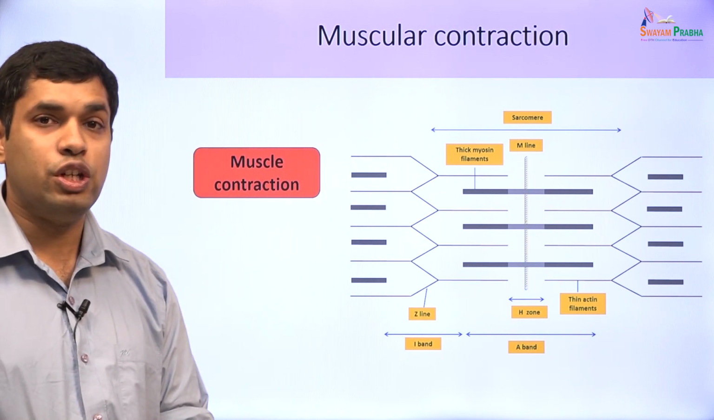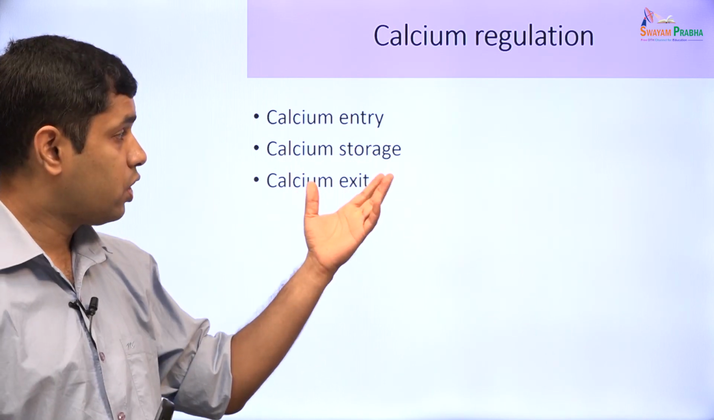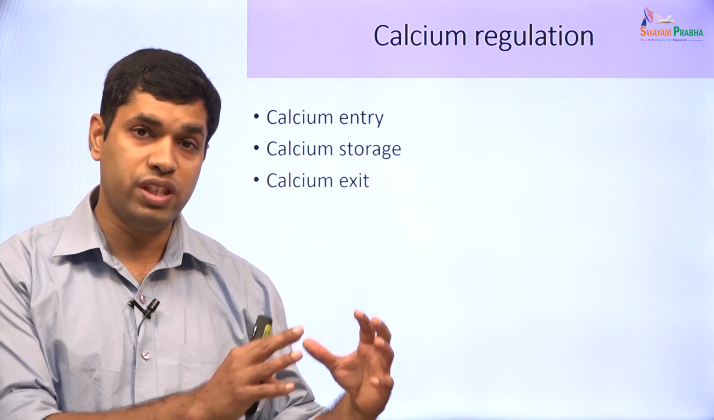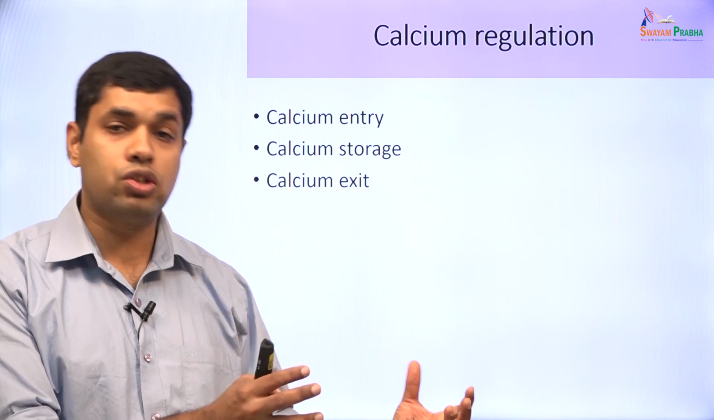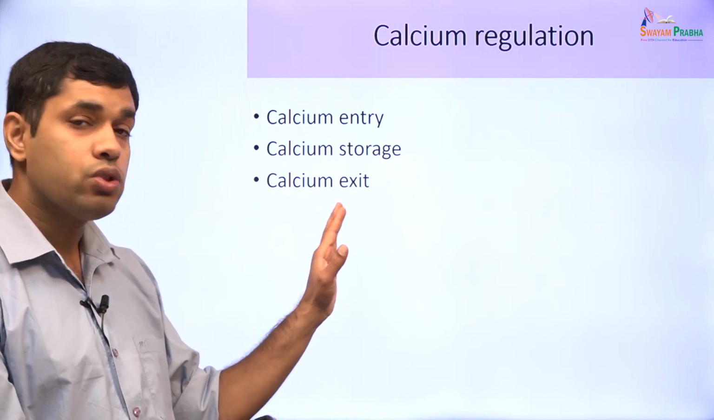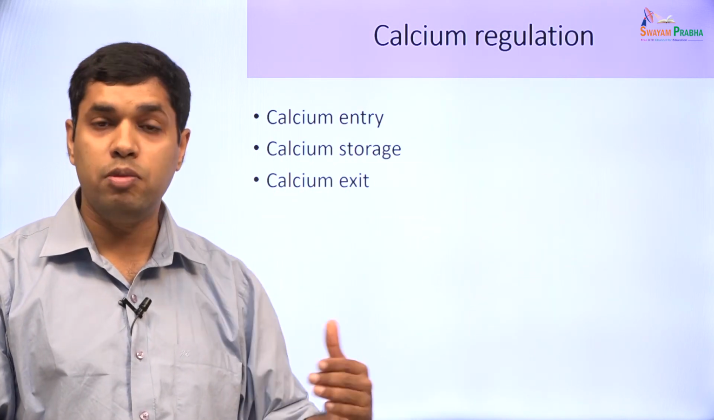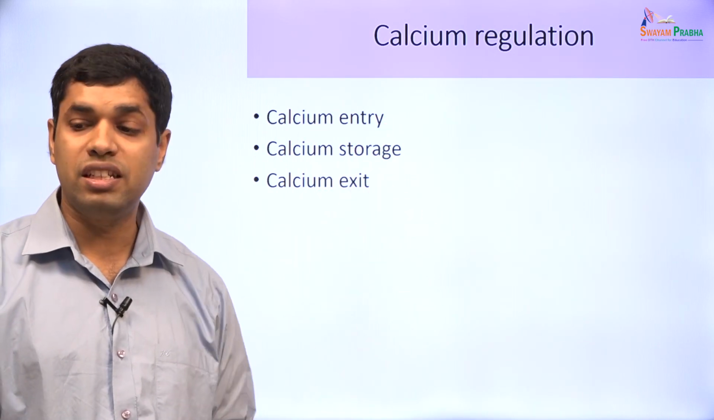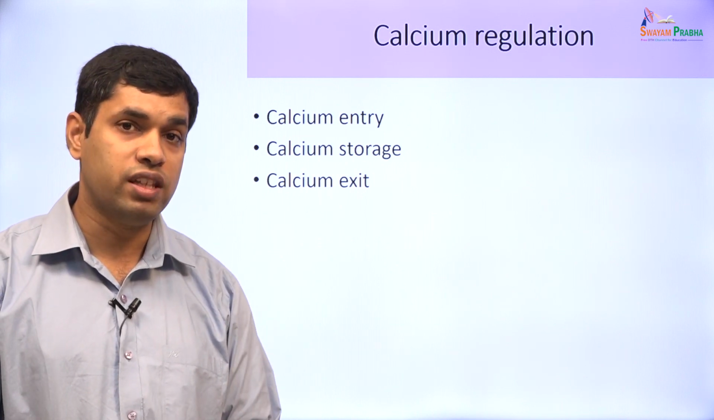So how is this intracellular calcium regulated? We could regulate either the calcium entry into the cell, or we could regulate the calcium storage. Some cells are able to store calcium within the cell, say in the sarcoplasmic reticulum in muscle cells, and from this store, calcium could either come to the cytoplasm or move back to the store. And also the calcium exit, maybe the way calcium is pumped out of the cell, or pumped back into the store. That's the third way in which calcium can be regulated. This will be discussed in more detail when we talk about calcium regulation within the cell.